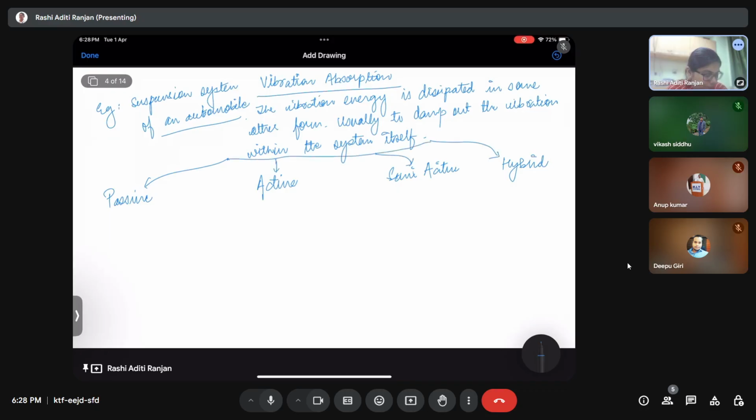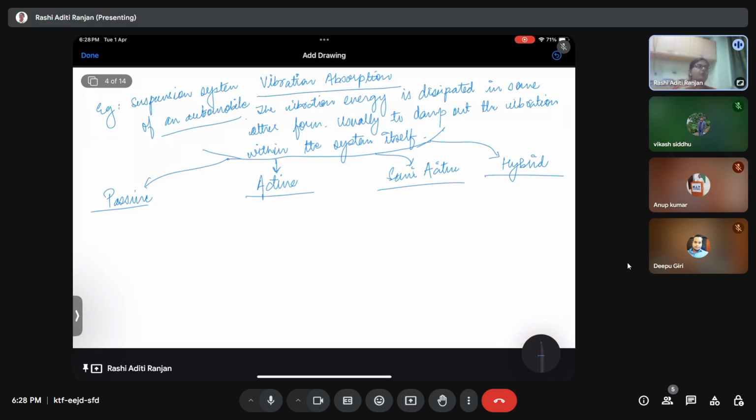Okay. So first talking about the passive vibration absorption technique. Herein what happens is that we take a kind of material or we take a suspension system, and the suspension system, for example, is going to have fluid, and the fluid is going to have a specific value of viscosity.